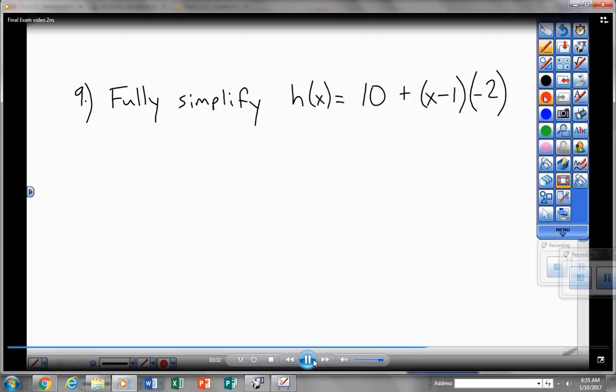And the last problem for final exam video number 2. This one, we're going to start getting back into sequence functions. So here we go. So for this one, I'm going to reverse distribute and then combine like terms. Even though that -2 is on the back side of that x minus 1, I'm still going to distribute. I'm going to take that -2 times that x and that -2 times -1.